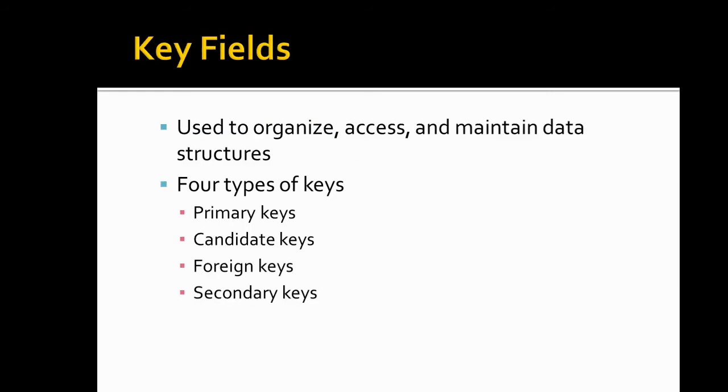Key fields. One thing that we should remember is about keys. The keys are used to organize, access, and maintain data structures. So there are 4 types of keys, actually sometimes more, but these are the basic types of keys: primary key, candidate keys, foreign keys, and secondary keys.